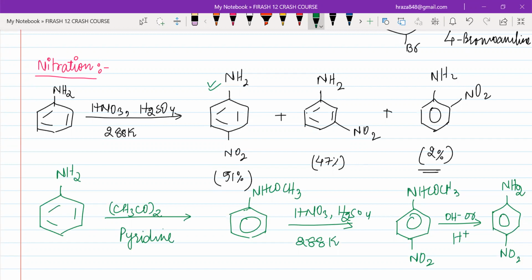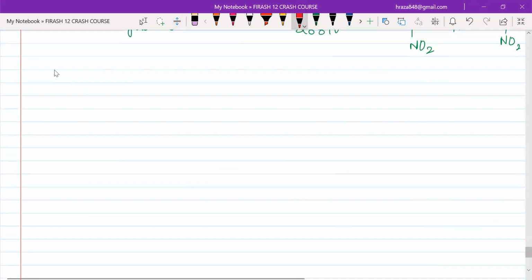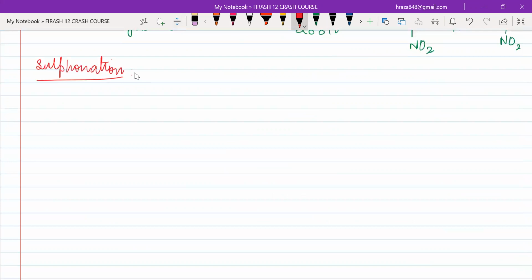Now we are going to start this sulfonation. So here is your sulfonation. That's very easy. Sulfonation, that means you are going to add sulfonic group. So see, here is your NH2, which is aniline. If you are going to react this to do sulfonation, you need to react this with H2SO4. Then see what will happen here.